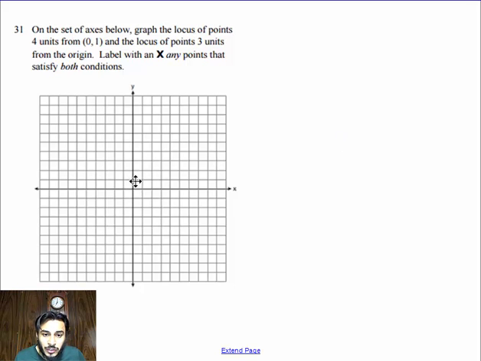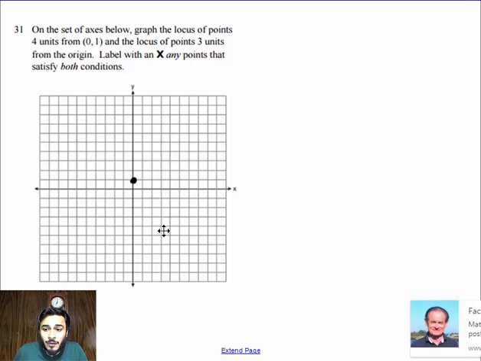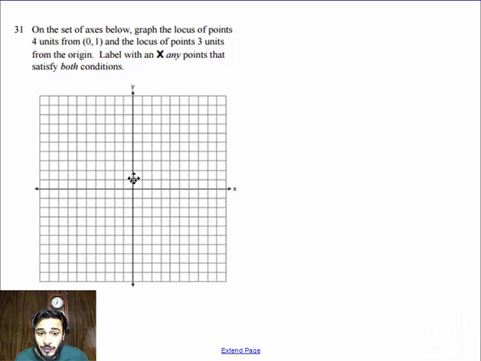So where is (0, 1)? (0, 1) is here. Now I want to draw all the points that are 4 units away from there. If you forgot you're supposed to get a circle, what you could do is start with 1 point 4 units away from there. So here's the point (0, 1). 4 units away from there, you'd get a point 1, 2, 3, 4 here. But then you'd also get a point 1, 2, 3, 4 here, and here, and here.